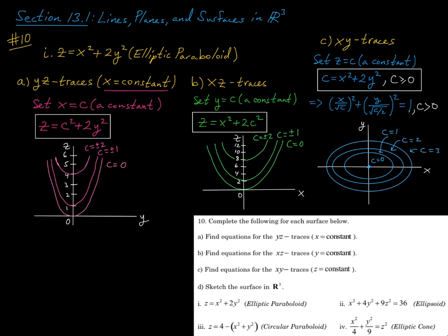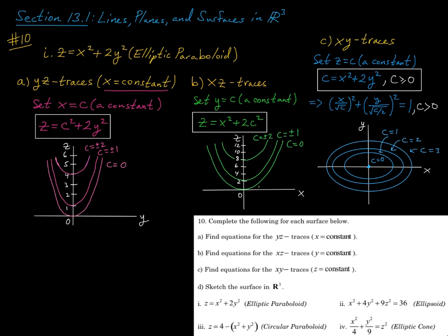And then this sum is equal to 1, right? And so this is the standard form of the ellipse centered at the origin with semi-major axis root c and semi-minor axis root c over 2. Okay, so you can see here that these ellipses are wider along the x-axis than they are on the y-axis. And so these are our xy traces.